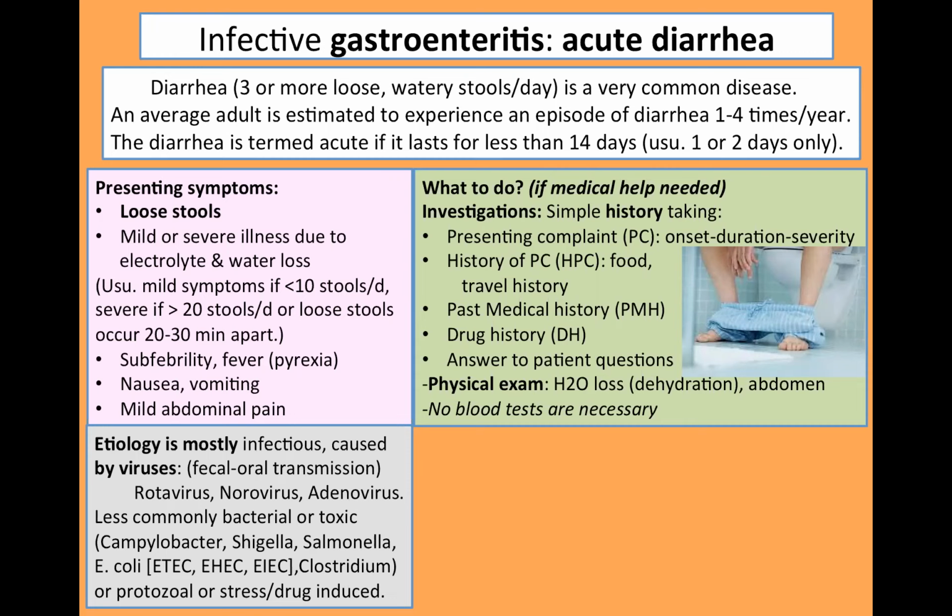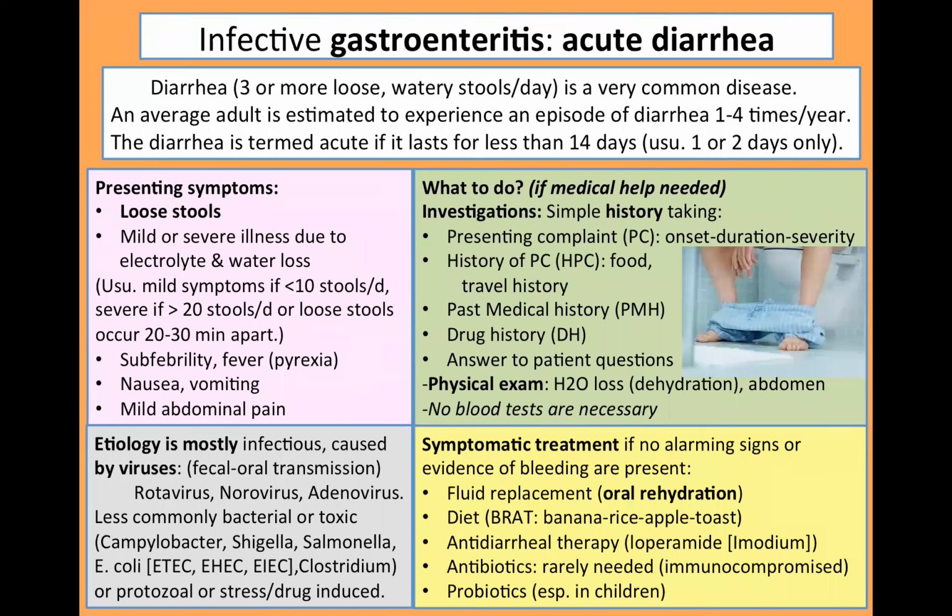No blood tests are necessary most of the time, and symptomatic treatment can be used, which means fluid replacement, mostly oral rehydration, and a simple diet. If the symptoms cannot be blocked any other way, then we can use Imodium, for example, and antibiotics are very rarely needed. Only in the immunocompromised host are they recommended. Otherwise, they will have a much worse effect, and we will try to avoid them. In children, probiotics are generally recommended.